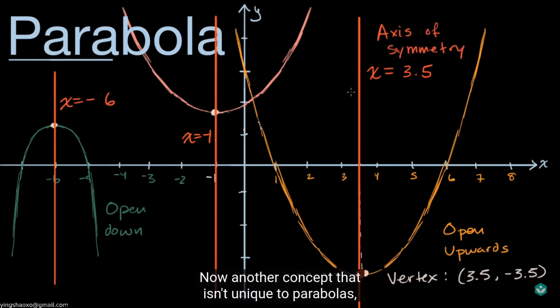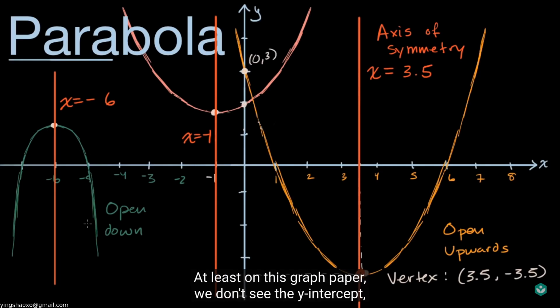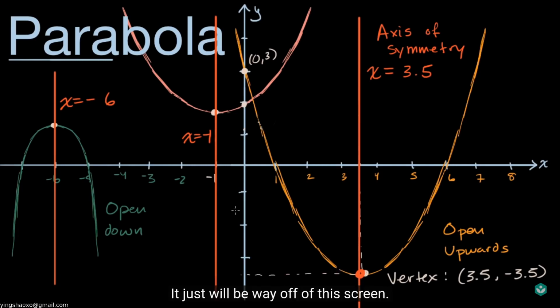Now, another concept that isn't unique to parabolas, but we'll talk a lot about it in the context of parabolas, are intercepts. When people say y-intercept, and you saw this when you first graphed lines, they're saying where does the curve intercept or intersect the y-axis? So the y-intercept of this yellow line would be right there. It looks like it's the point (0, 3). The y-intercept for the pink one is right over there. At least on this graph paper, we don't see the y-intercept, but it eventually will intersect the y-axis. It just will be way off of this screen.